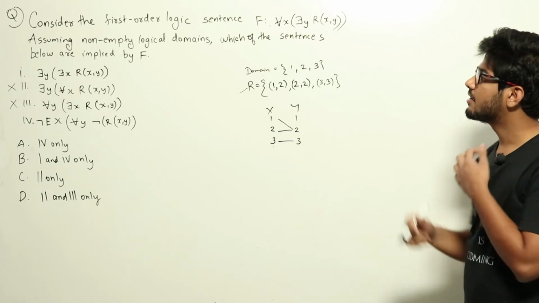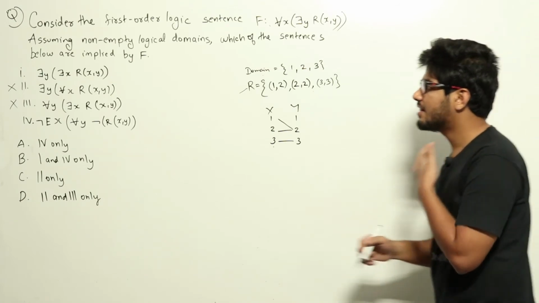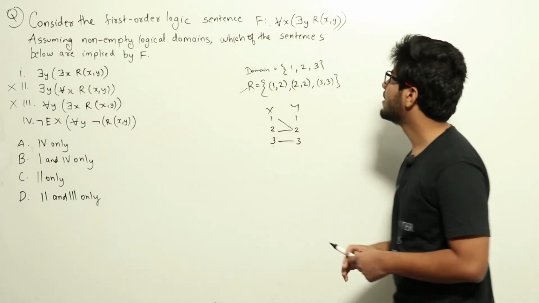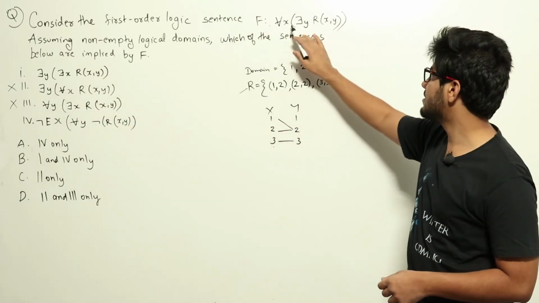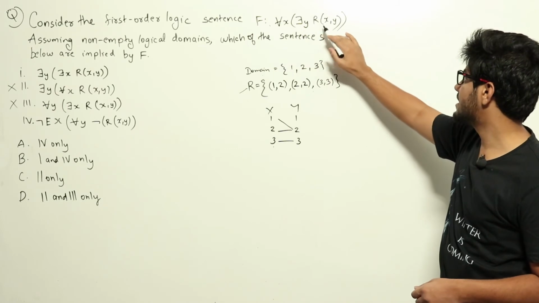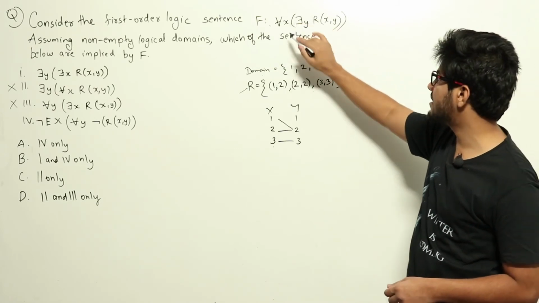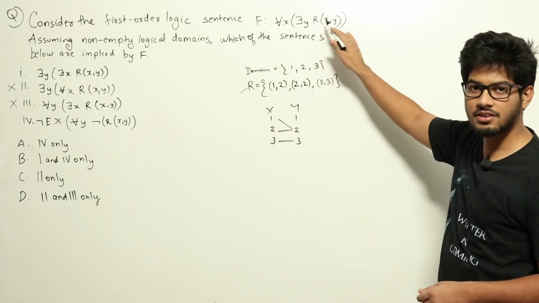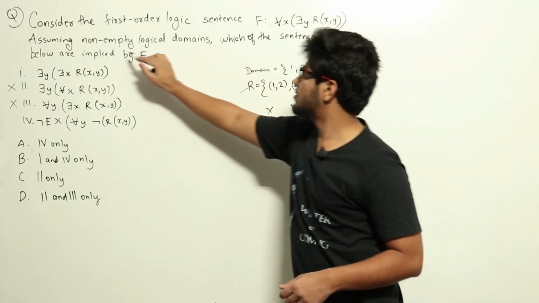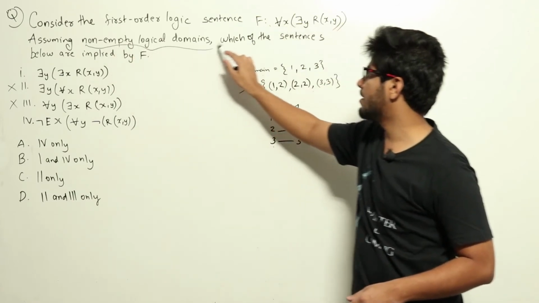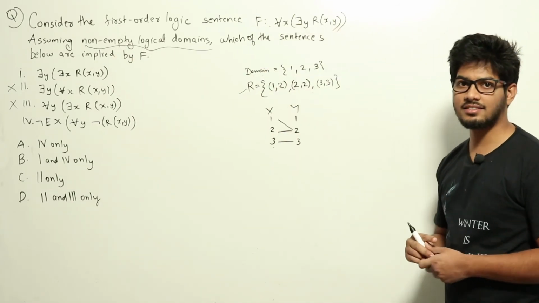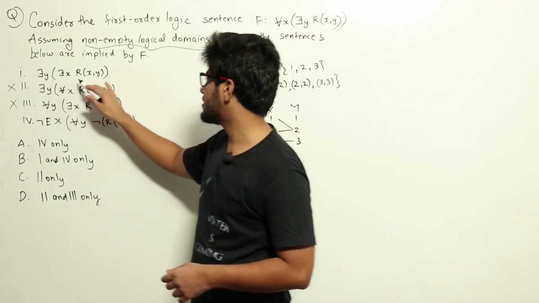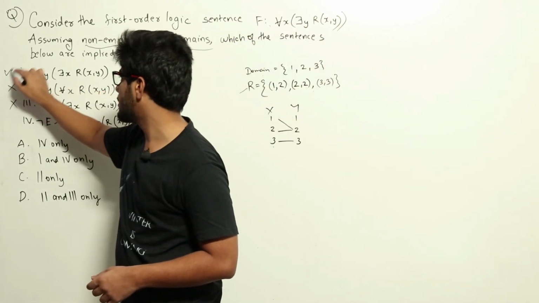Now let's look at statement 1. It is saying that there exists y, there exists x such that x is related to y. In the question they have given us that for all x, there exists y such that x is related to y. So definitely we can take one x which will be related to some y. And they have also given us that we have a non-empty logical domain, meaning there will be at least one x and y which are related to each other. So saying that there exists y, there exists x such that x is related to y is correct.